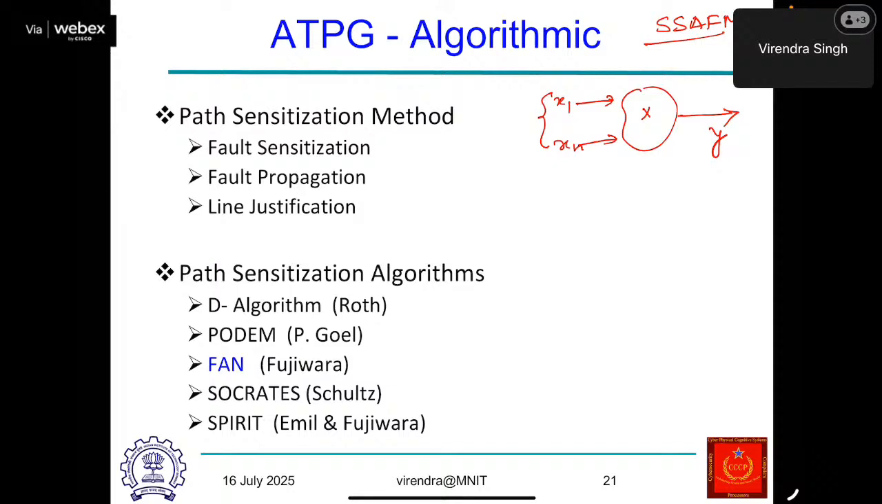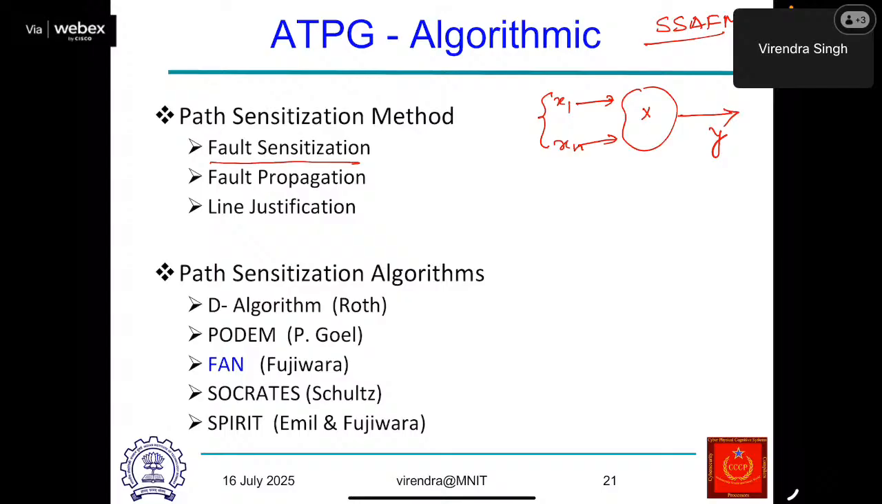So the aim is to find out the value of x1 to xn such that the value of the output would be different when the circuit is faulty and when the circuit is fault free, so that we can classify the circuit as a faulty circuit or fault free circuit. In order to do this, it has to go through 3 steps. First is fault sensitization. That means I have to first sensitize that fault.